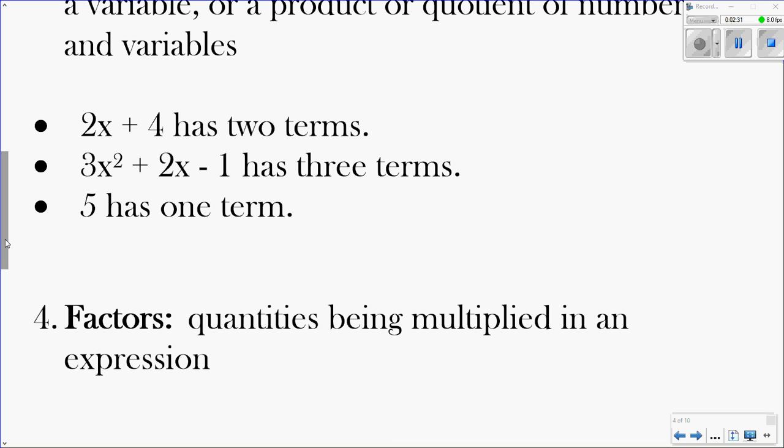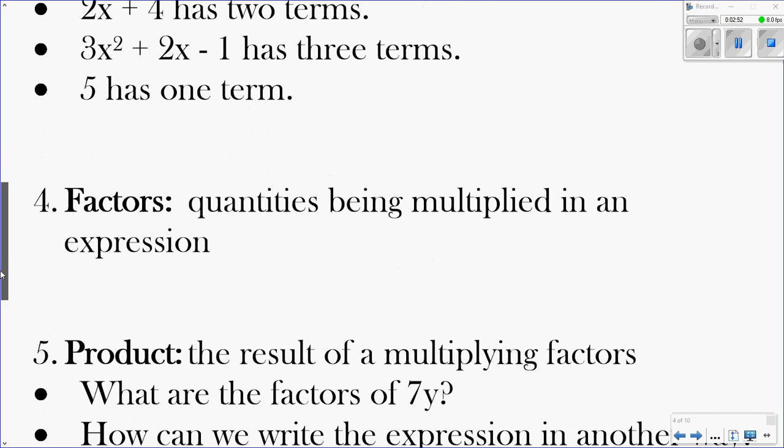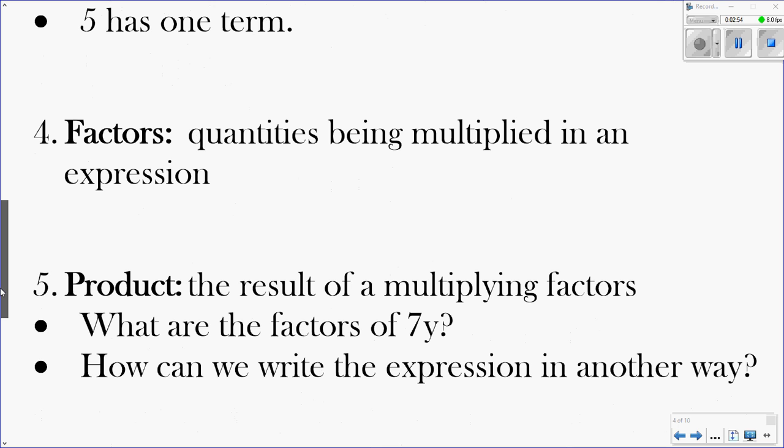Factors: quantities being multiplied in an expression. You're going to hear that when we're dealing with multiplying variables and numbers, or numbers together, or trying to find factors of a bigger number. So factors are basically two or more numbers multiplied to each other to give you the product. Product is the result of multiplying factors.